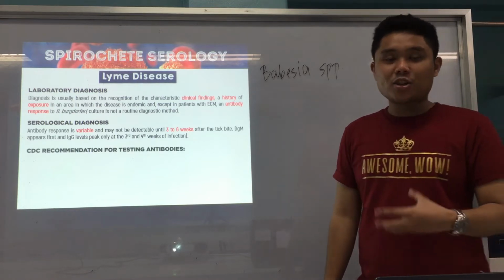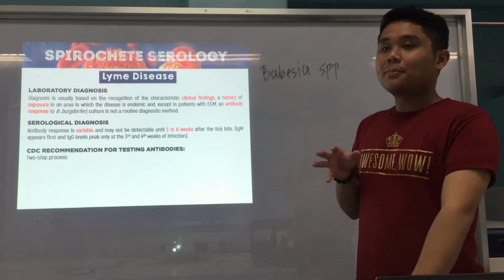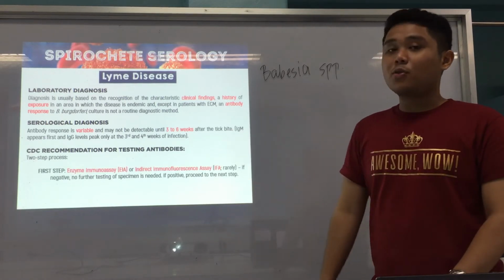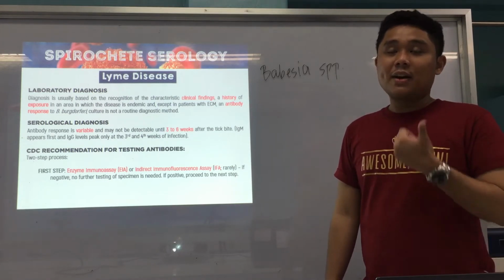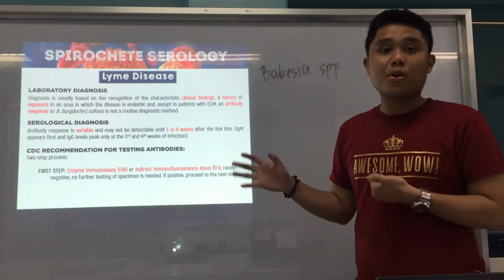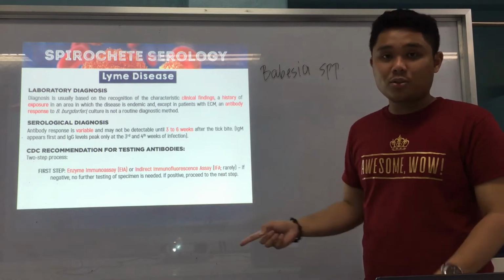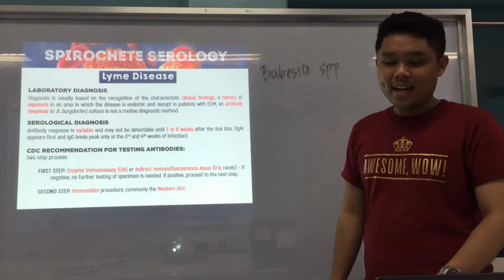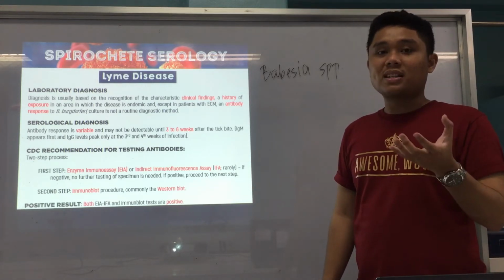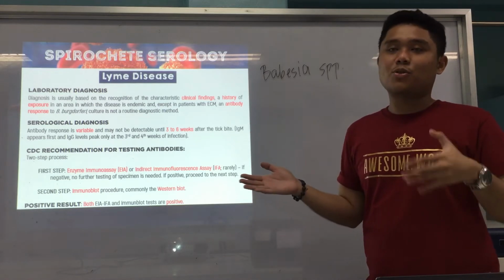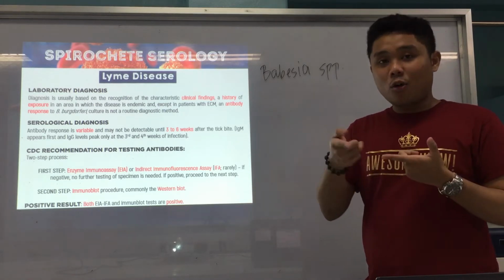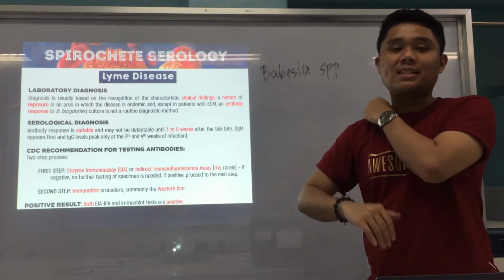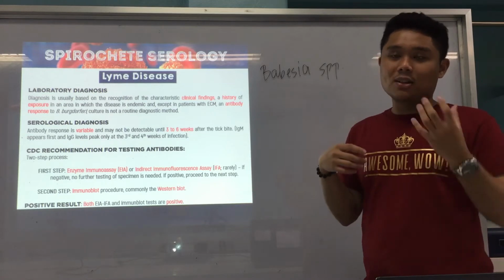Now, for the CDC recommendation for testing antibodies, we follow a two-step process. The first step is we perform an enzyme immunoassay or indirect immunofluorescence assay. If it's negative, we do not perform further testing. But if it's positive, we proceed to the second step. And the second step is using immunoblot or Western blot. A positive result is considered positive in both the first step and the second step. So it should be positive in EIA or IFA, and positive in the Western blot. So that's the two-step process for testing Lyme disease antibodies, according to the CDC.